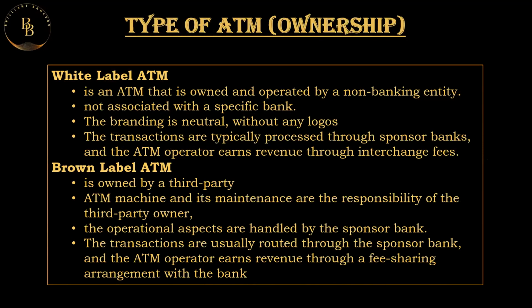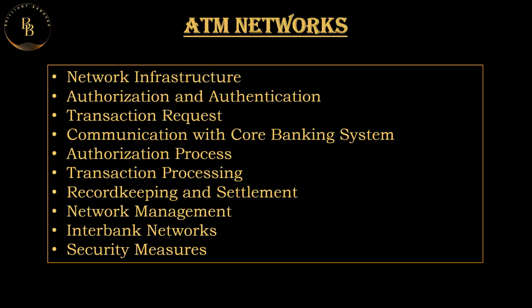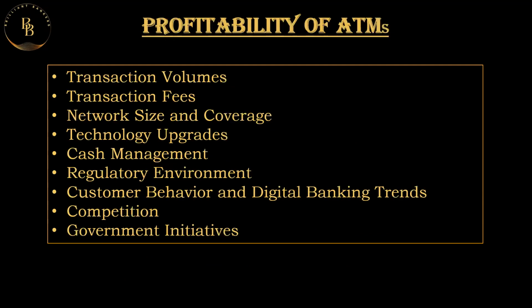The other is the ownership type, which is a white label and a brown label ATM. We have also completed what is an ATM network and how an ATM network works. All these are in the previous part of this session or the previous video. Now let's continue with the profitability of an ATM, that is on the bank's viewpoint.